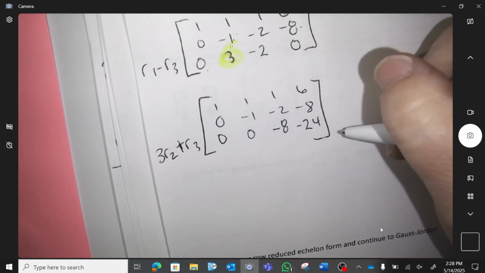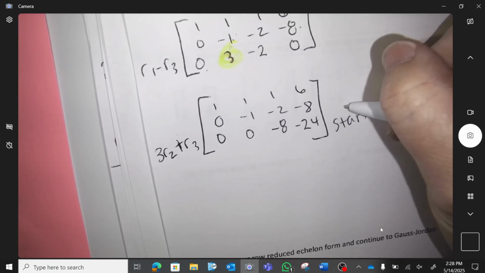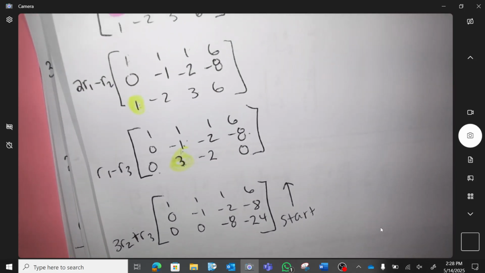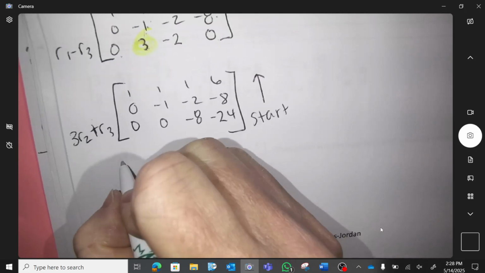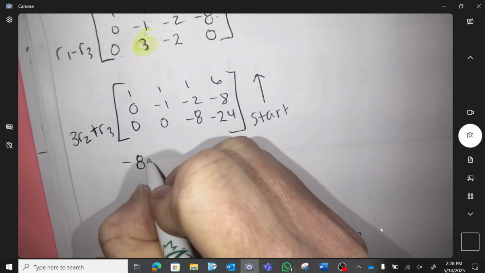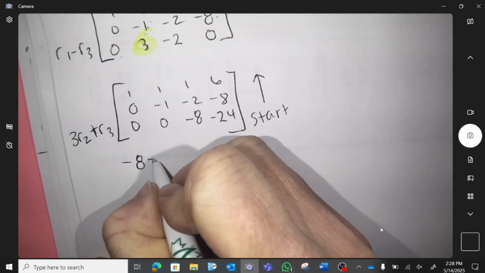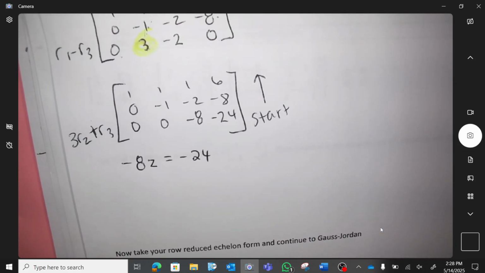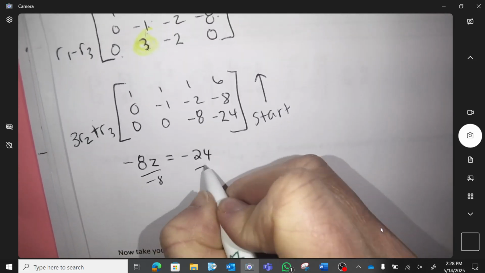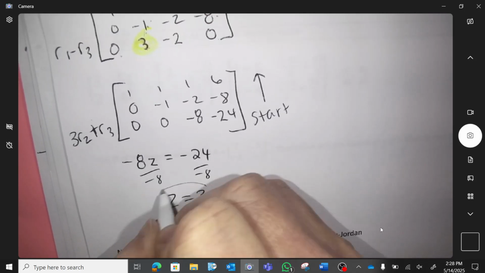Ready? We're going to start here and work our way up. So what does that mean? So this means negative 8, which letter? Z's equals negative 24. Okay, solve. Z equals 3. Boom.